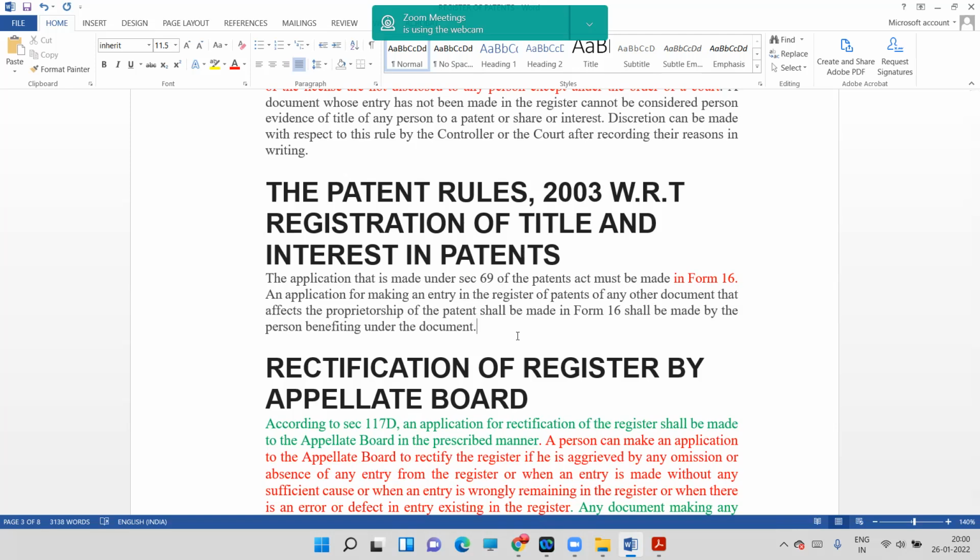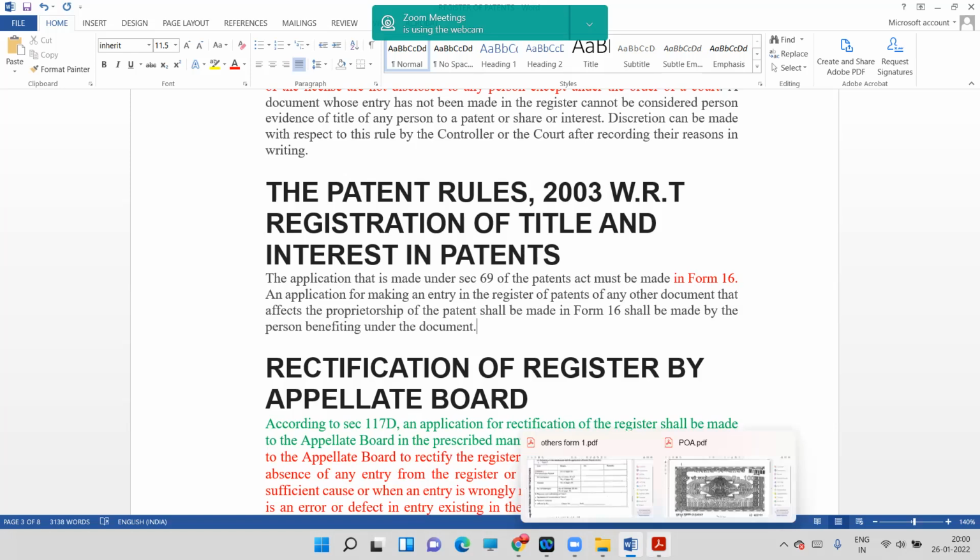फॉर्म 16 देखा है ना हमने अभी? नहीं देखा. ओके. नहीं. वो देखना पड़ेगा.